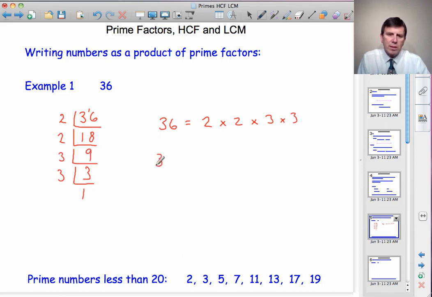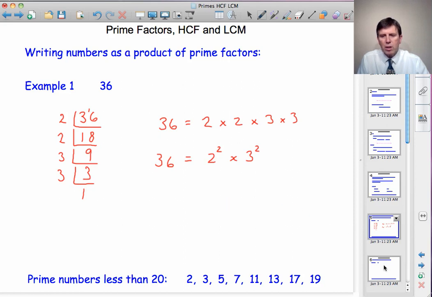I can also write this, if I choose to, as 2 squared multiplied by 3 squared, because 3 times 3 can be written as 3 squared and 2 times 2 can be written as 2 squared. So that's what we mean by expressing 36 as a product of its prime factors.